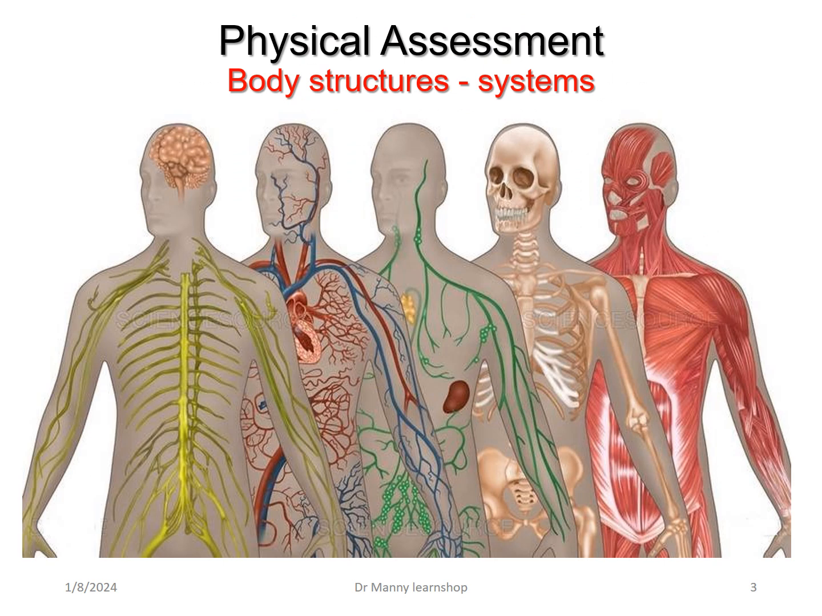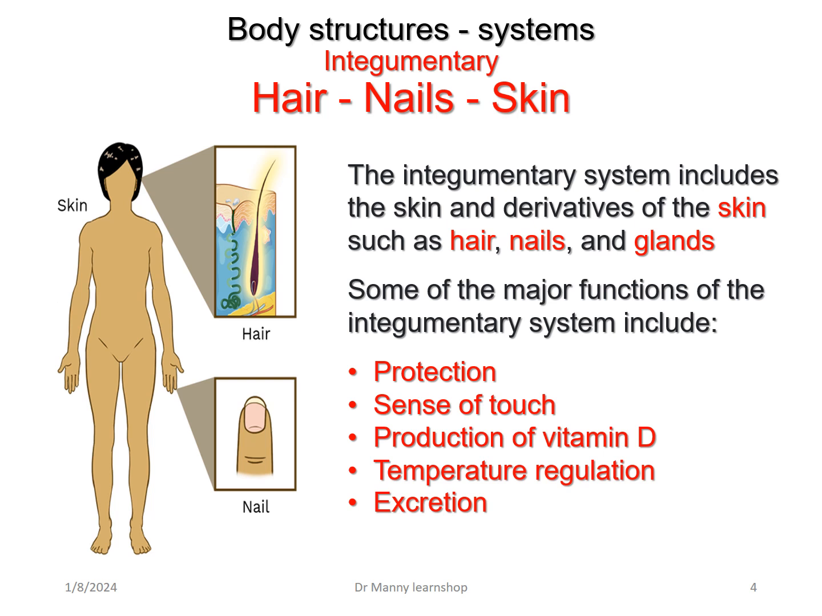So when it comes to the physical assessment, the integumentary system consists of the skin, the hair, and nails. Some of the major functions of the integumentary system include protection. It's your first line of defense. The skin, for example, provides sensation to touch, produces vitamin D, and regulates temperature through vasoconstriction and vasodilation. And also excretion of certain products that you may not require, such as sodium or water, as we lose when we sweat.